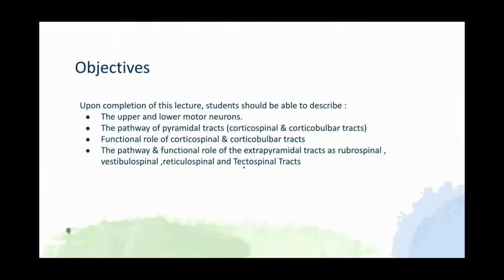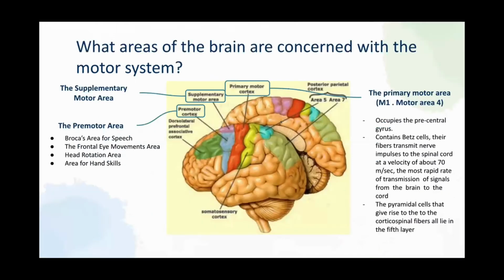Objectives: we're going to talk a bit about the upper and lower motor neurons. We'll talk about the pyramidal tracts, which are the corticospinal and the corticobulbar tracts and their functions, and we're also going to talk about the extrapyramidal tracts. Before we talk about the pyramidal or extrapyramidal tracts, we're going to talk about the areas of the brain that are concerned with the motor system.